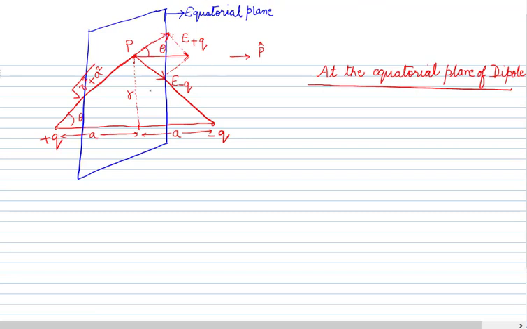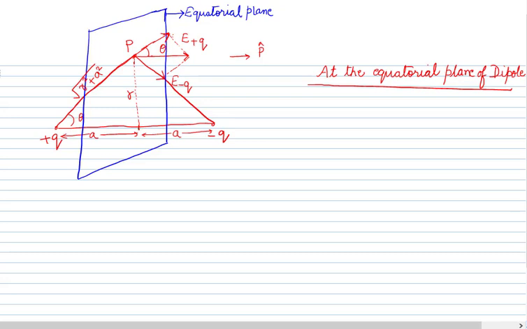So here we have shown two charges, plus q and minus q, and the distance between them is a for each, and this is the center we have shown. So from the center, plus q is at plus a and minus q is at minus a, and this is an equatorial plane. We have shown the equatorial plane in a blue color, and we have taken any point P on this equatorial plane which is at a distance small r. So from the center to the point P, the distance is small r.